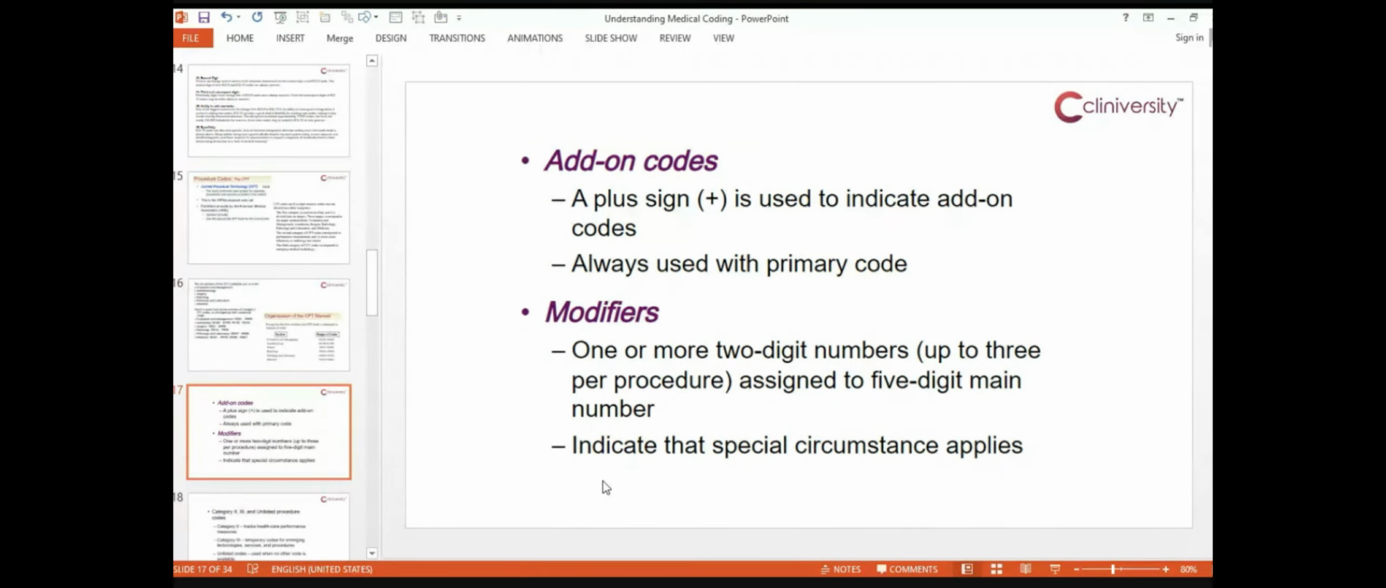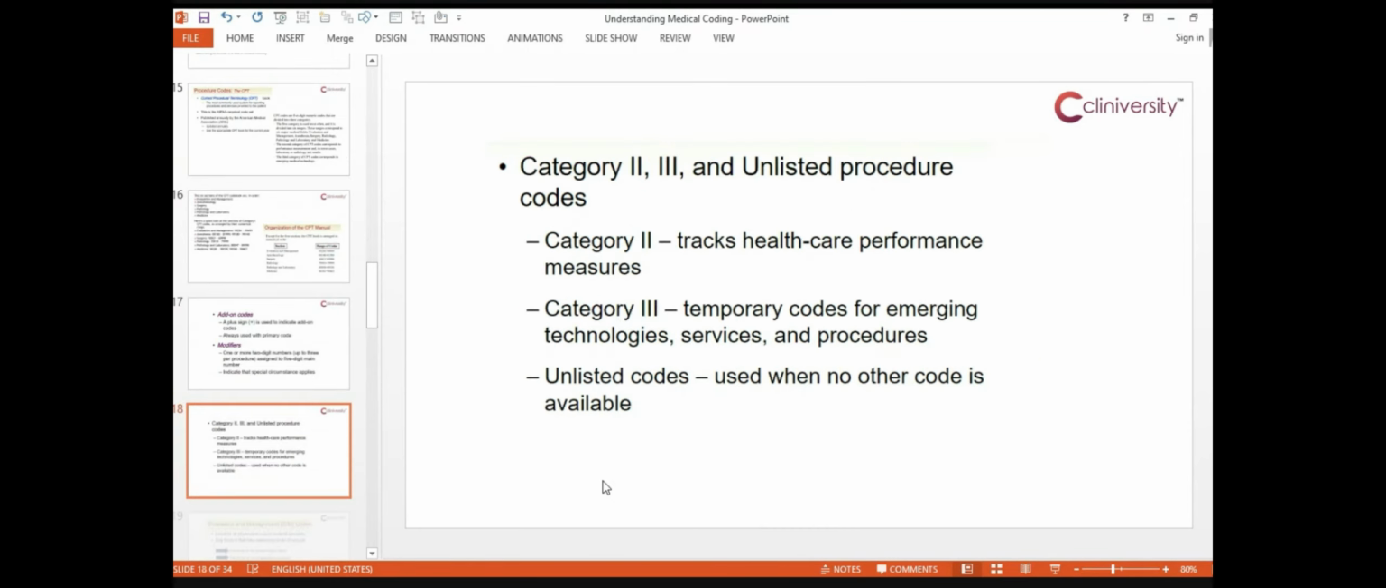Next is the modifier. What does modifier mean? This is one or more two-digit numbers, up to 3 per procedure, and it is assigned to 5-digit main numbers, I mean codes. It indicates that certain special circumstances apply during that procedure that is provided to the subject. So some special circumstances were there for which a certain kind of procedure was performed. That is what modifiers indicate when added to certain codes.